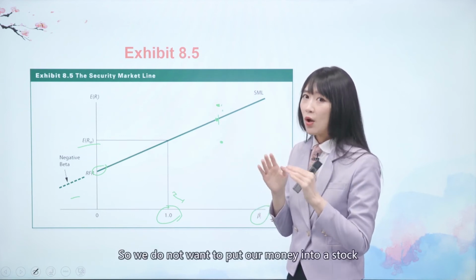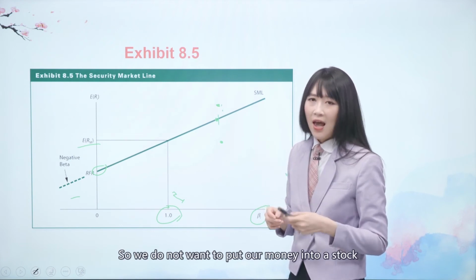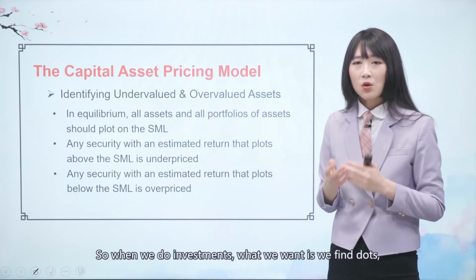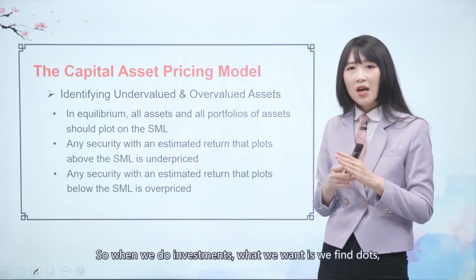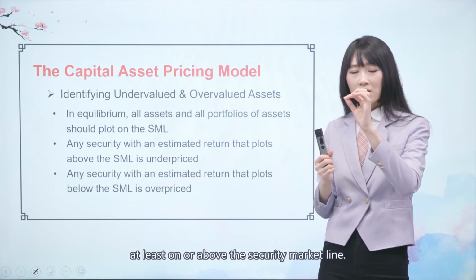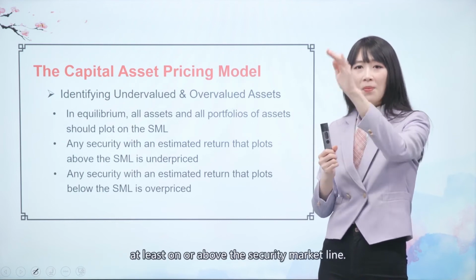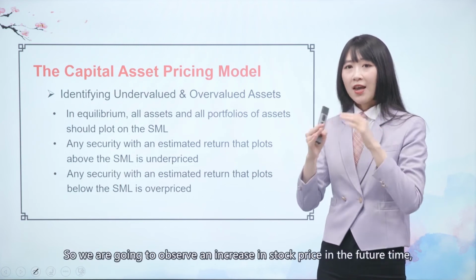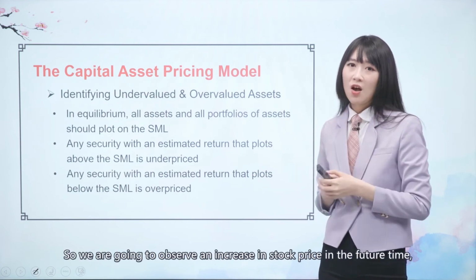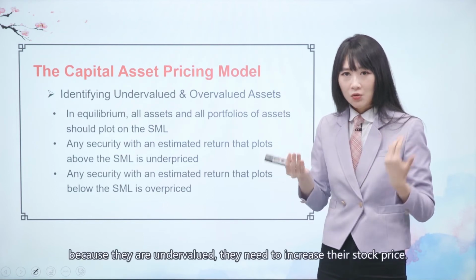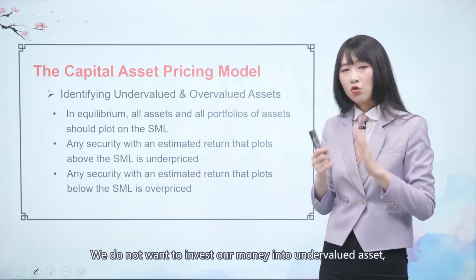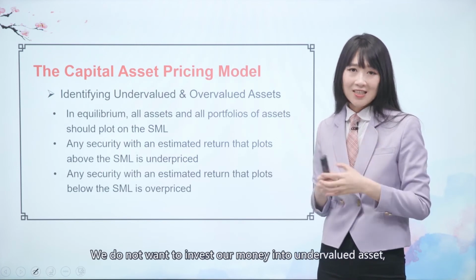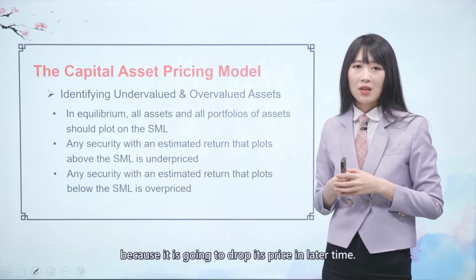So we do not want to put our money into a stock that is going to lose its value in later times. When we do investments, what we want is to find dots at least on or above the security market line, so we are going to observe an increase in stock price in the future. Because they are undervalued, they need to increase their stock price. We do not want to invest our money into an overvalued asset, because it is going to drop in price in later time.